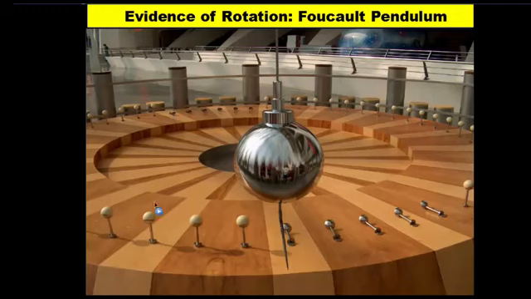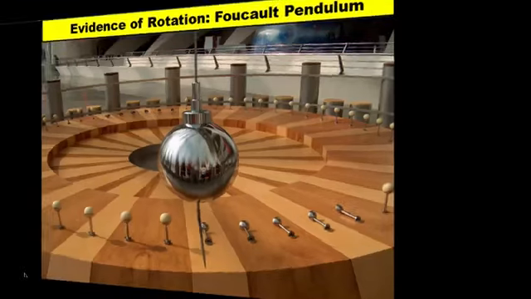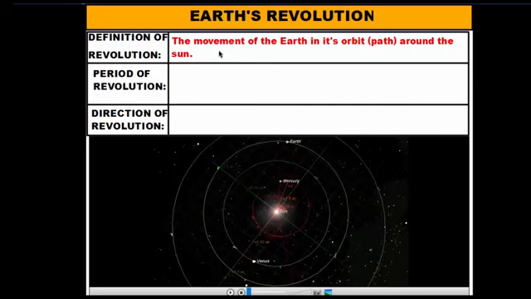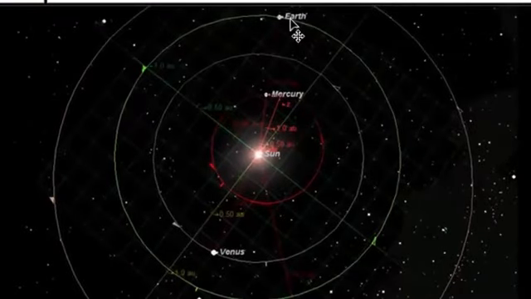So why don't we just take a quick look at what Earth's revolution looks like. Now, Earth's revolution is a little bit different from the Earth's rotation, because Earth's revolution is not the spinning of Earth. That's the rotation. The revolution of the Earth involves the movement of the Earth in its orbit around the Sun. So when you take a look at this diagram down here, you'll see our inner planets, Earth, Mars out here, Mercury, and then Venus, and then in the middle is the Sun.